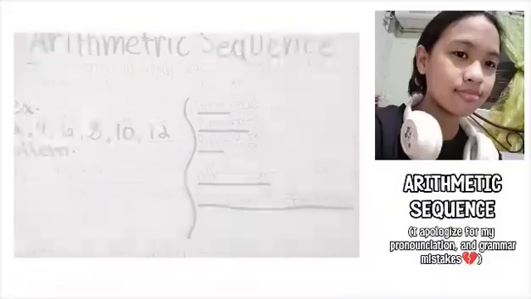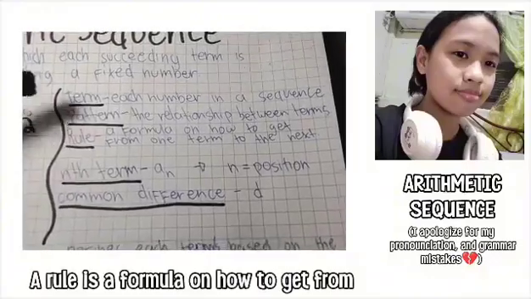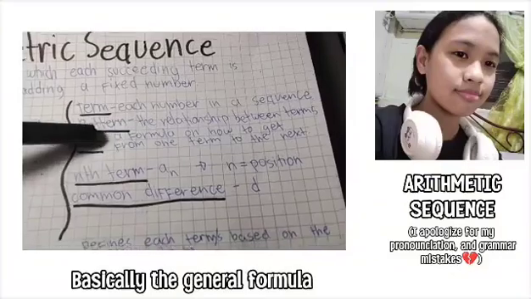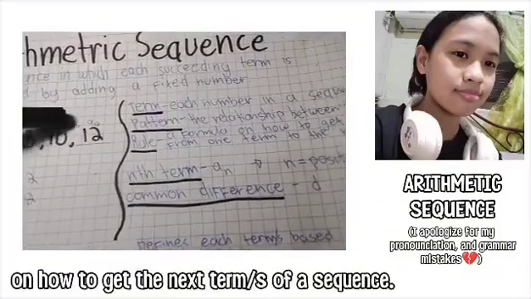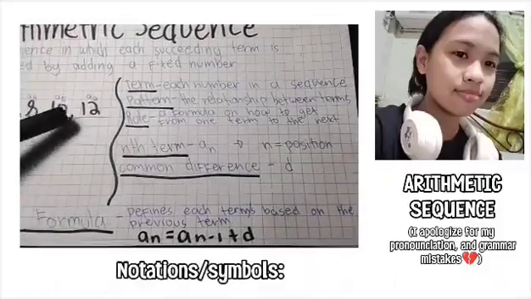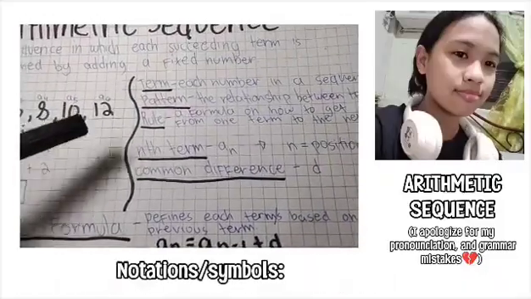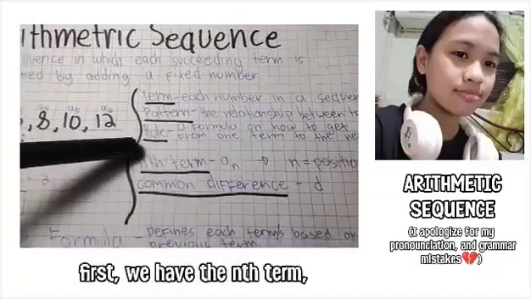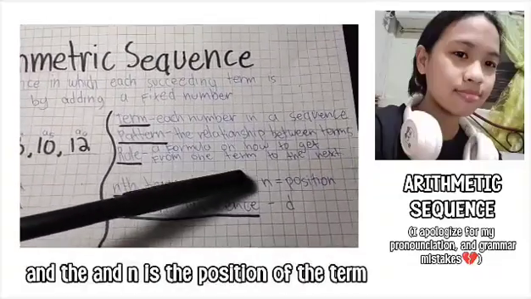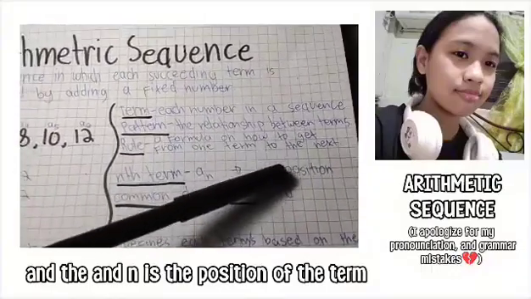Next we have the rule. A rule is a formula on how to get from one term to the next. So the rule is the general formula on how to get the next terms of a sequence. Next we move on to the notations or the symbols for the sequence. First we have the nth term, which we say as a sub n, and the n means the position of the term.